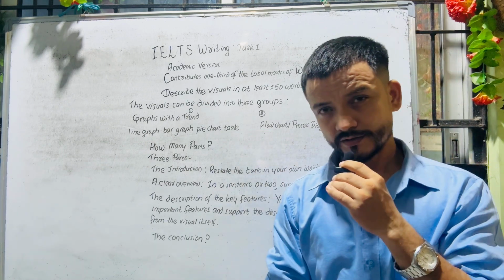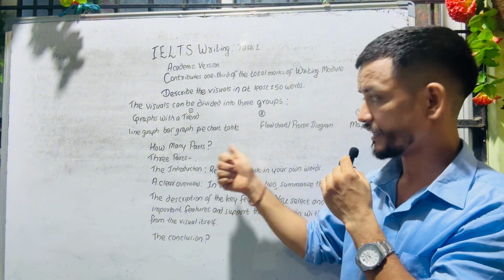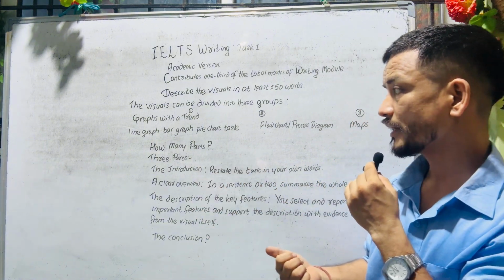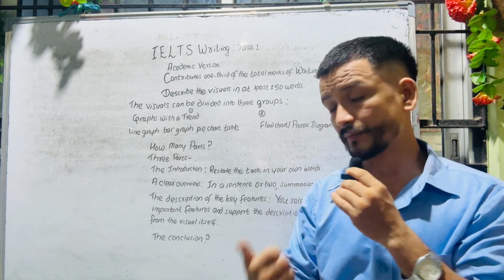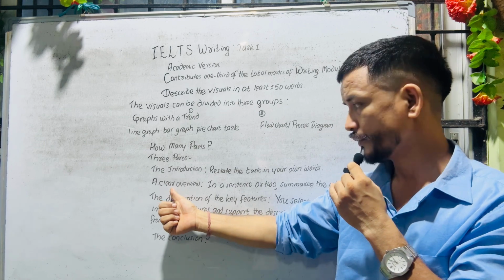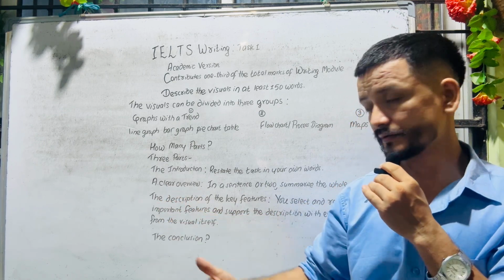So how many parts should I write as an answer to IELTS writing task 1? Well, the answer is 3 parts: the introduction, overview, and the description.